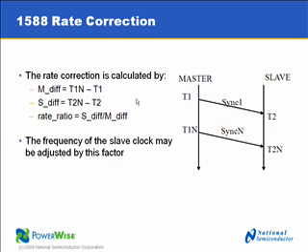So you look at the difference on the master time scale, which in this case is T1n minus T1, and the difference on the slave timescale, which is T2n minus T2, to determine what the rate ratio is. And that's simply obtained by dividing the difference on the slave timescale by the difference on the master timescale. And then you can adjust the slave clock by this factor to match the master clock. Now you've adjusted both the time and the frequency, and you now have a slave node that is synchronized to the master node.